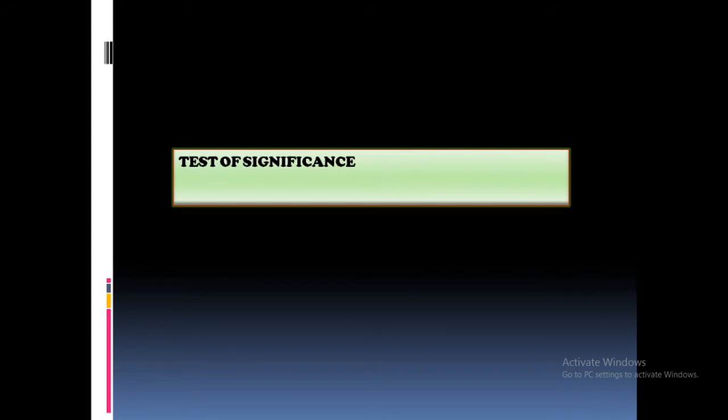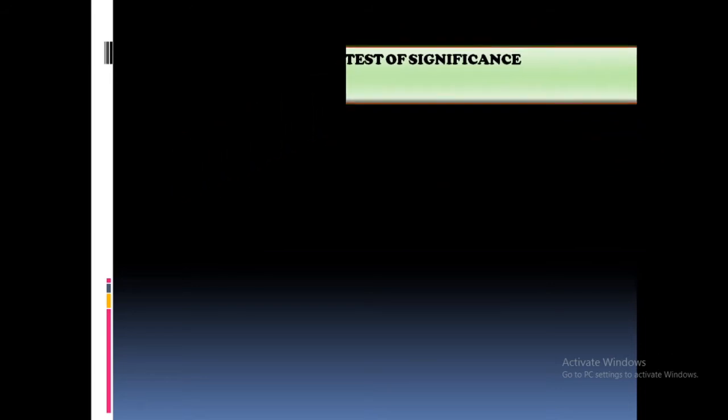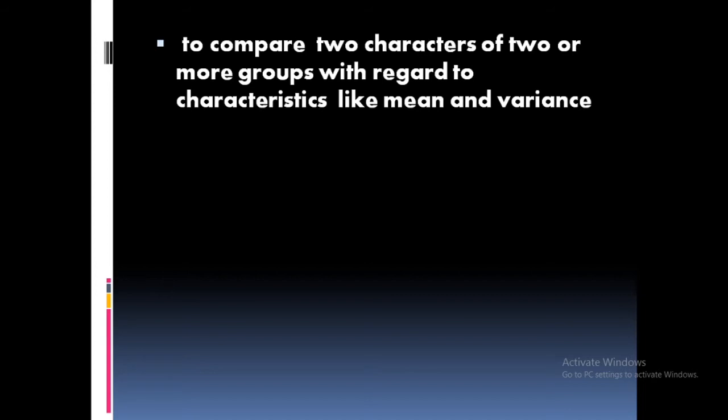In our scientific research we usually perform sample investigations and produce results, which are helpful in making decisions about the particular population. By using this test of significance, we usually compare two characters of two or more groups with regard to their mean and variance. So we are comparing the characteristics of two or more groups, and the main characteristics here are mean and variance.